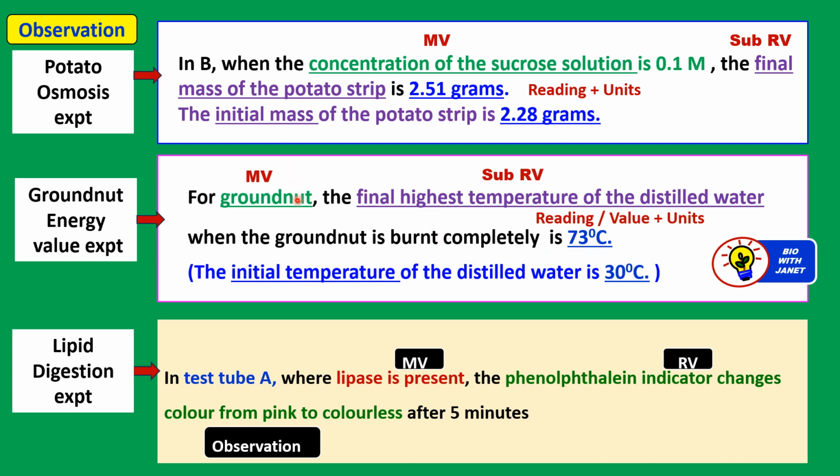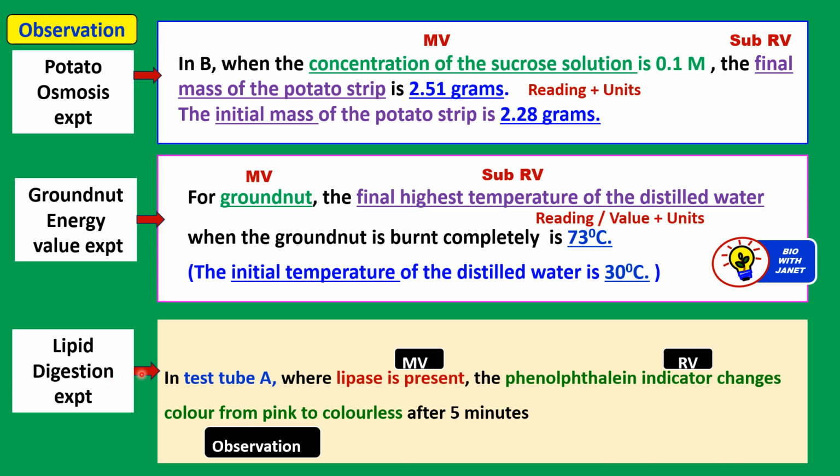So groundnut is the food sample, it is the MV. And the final highest temperature is the sub-RV, from which we will calculate the energy value. And then the value or the reading is 73. The units are degrees Celsius. So again you have the components MV, sub-RV, and reading or value, with the units. So this answer is complete.